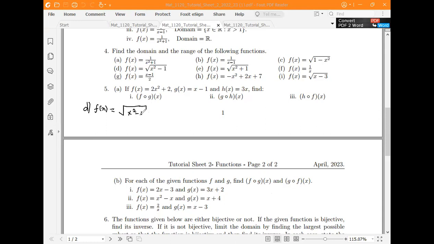So if you are asked to find the domain of this function, your target is you want this to be greater than or equal to 0. It's a quadratic, so you need to factorize it. Then you equate to 0.